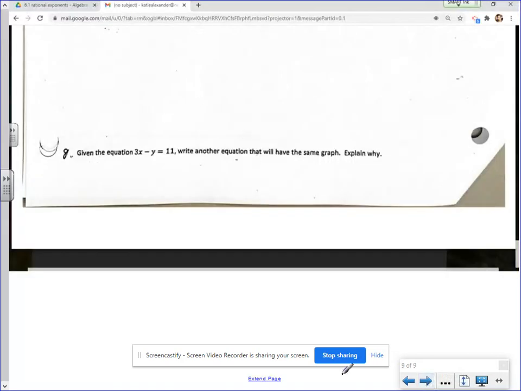Okay. Number 8 gives you this equation, 3x minus y equals 11. Then it says write another equation that's going to give you the exact same graph. So here's a little hint. Take this equation and multiply it by whatever number you want other than 1. Someone give me a number. Not 0 or 1. 14. Okay, 14. That's going to have some serious math to do, but that's okay.